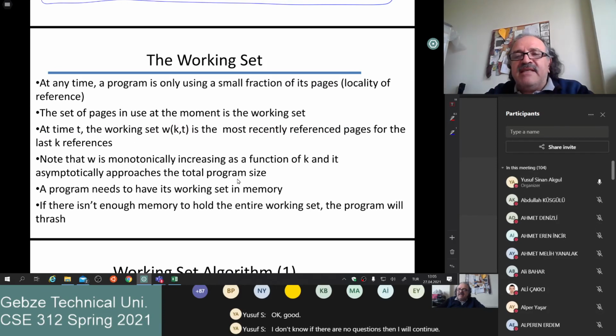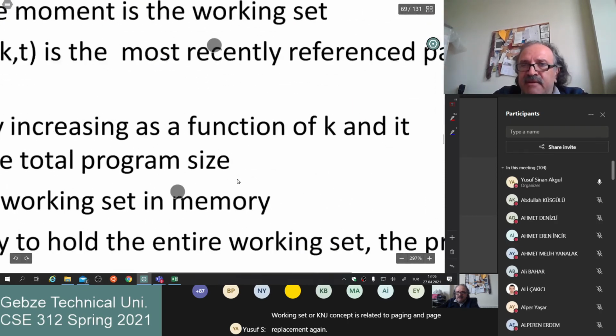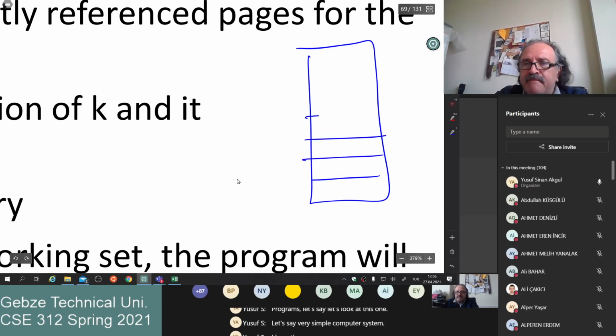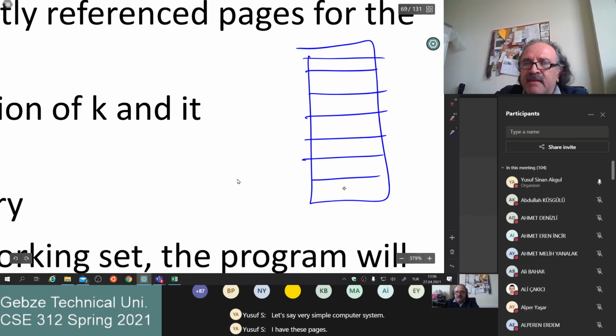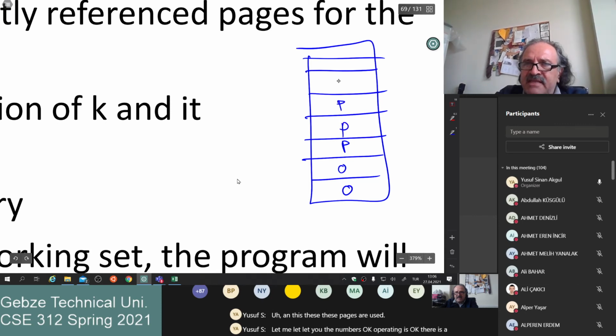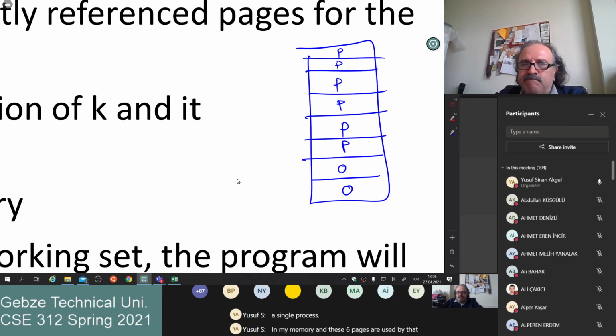Working set. A new concept. This is related to paging and page replacement again. Let's say a very simple computer system. I have these pages in my memory. This page is used by the operating system, this page is used by the operating system. Let's not use the numbers. There is a single process in my memory, and these 6 pages are used by that process, and I have all of them in the memory.